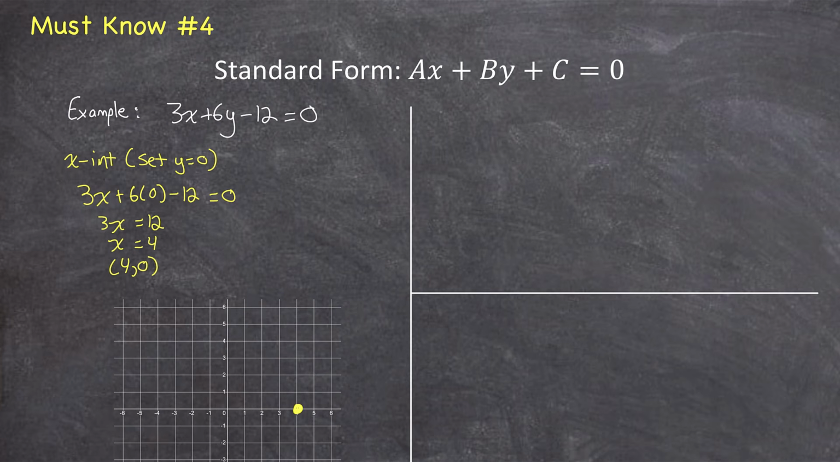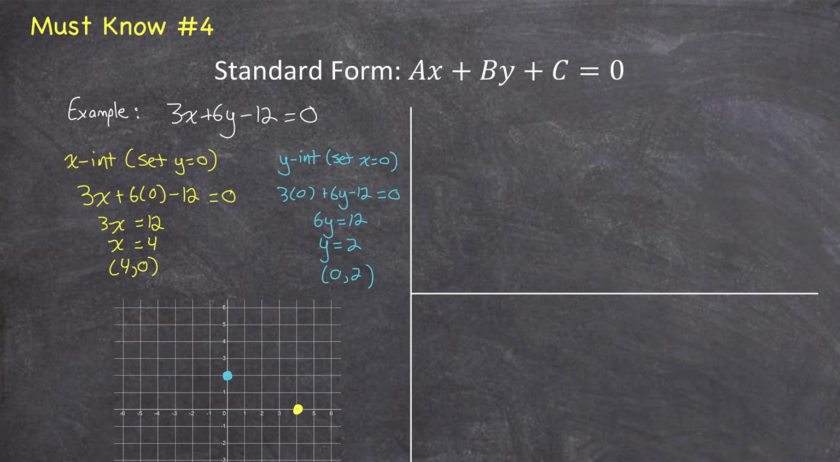If I wanted to calculate the y-intercept, graphically that means where does it cross the y-axis? Well, wherever it crosses the y-axis, at whatever point it does, I know its x-coordinate is 0. So to calculate the y-intercept, we just set x equal to 0 and then solve for y. If I do that, I would have 3 times 0 + 6y - 12 = 0. That leaves me with 6y = 12, which means y is equal to 2. So the y-intercept is at (0, 2).